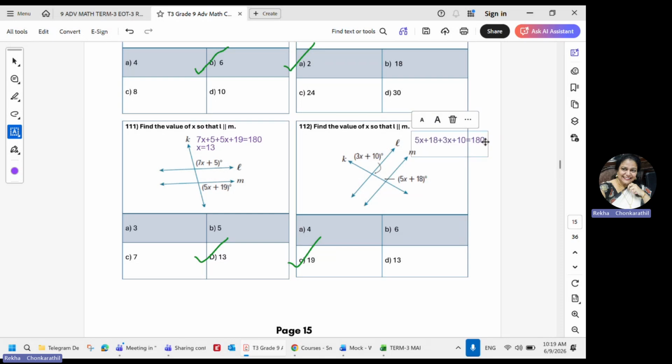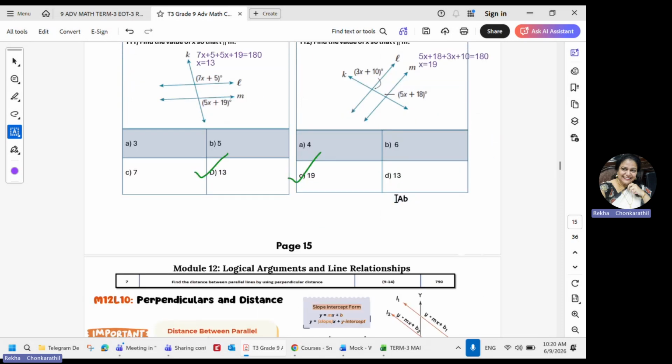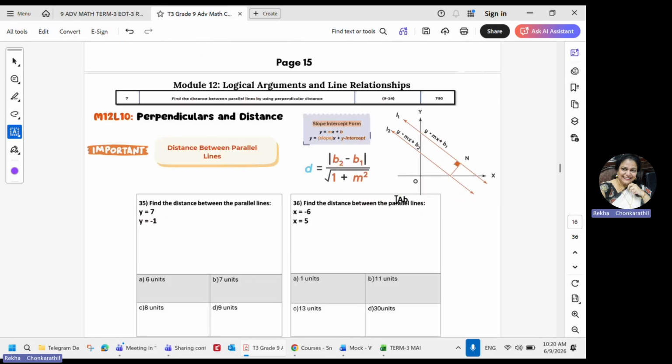And the x value after solving it, you get x equal 19. Please see that the question is asking for x or the angle 3x plus 10. Read the question carefully before you answer it. Okay. So hope you understood how to do these questions.